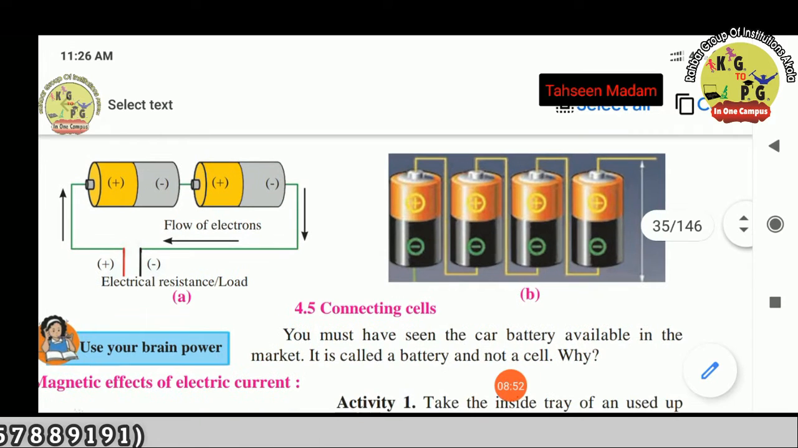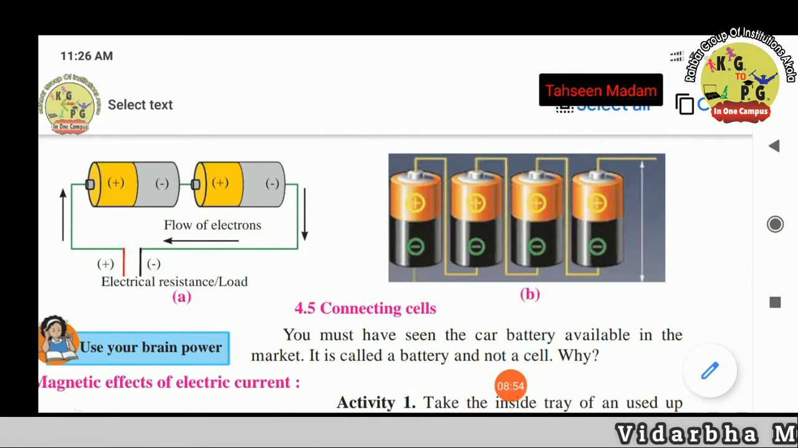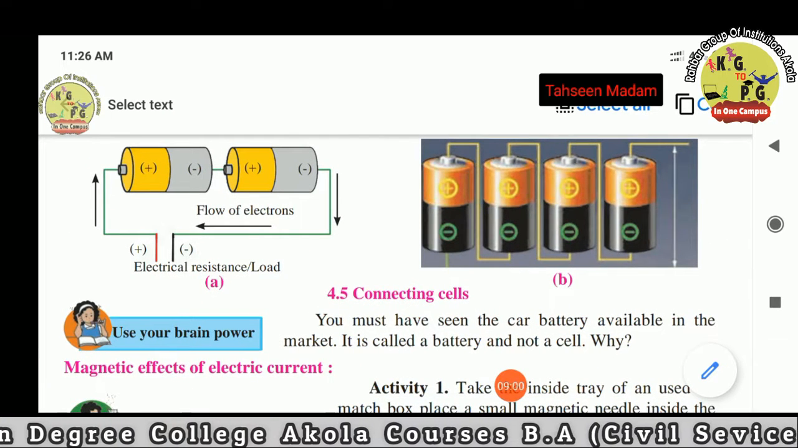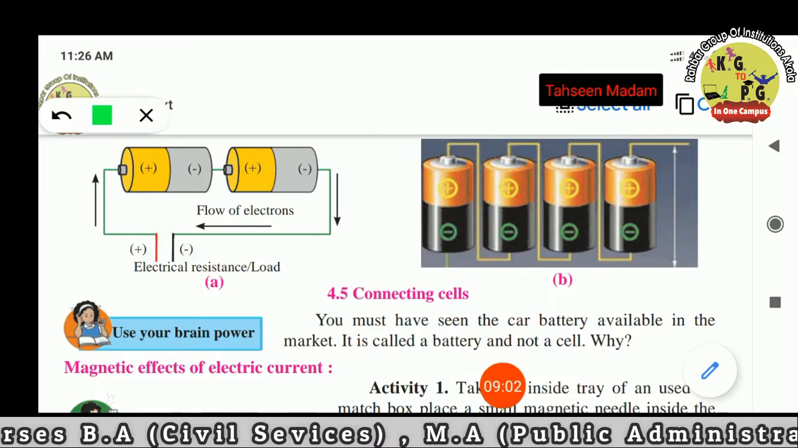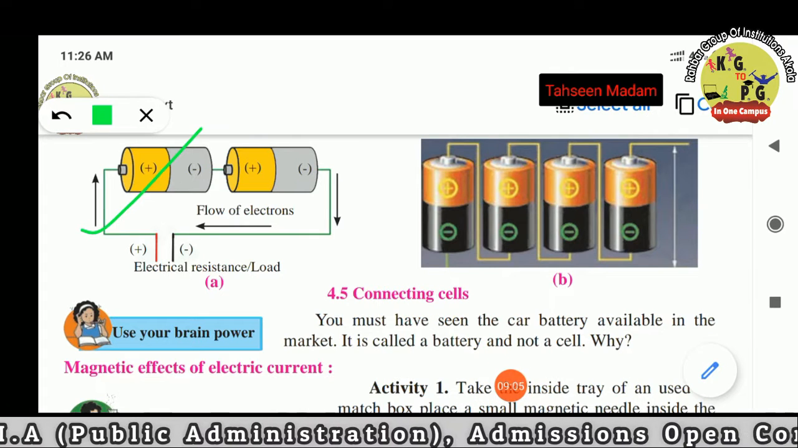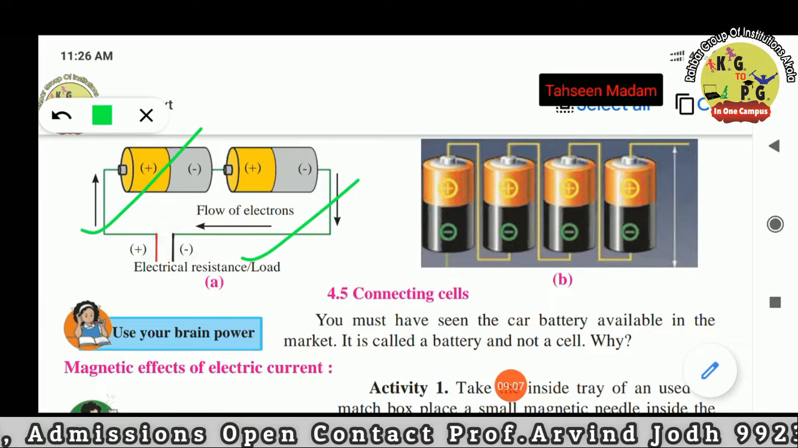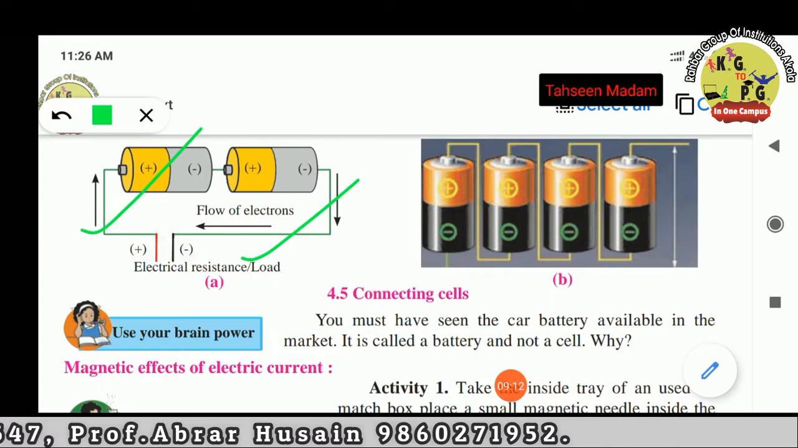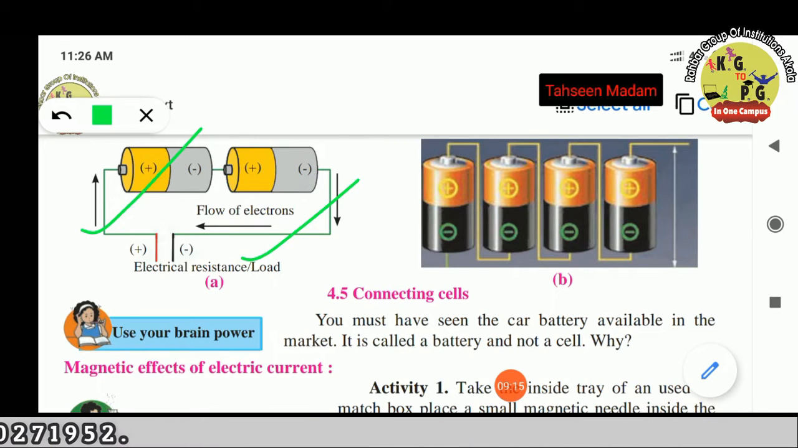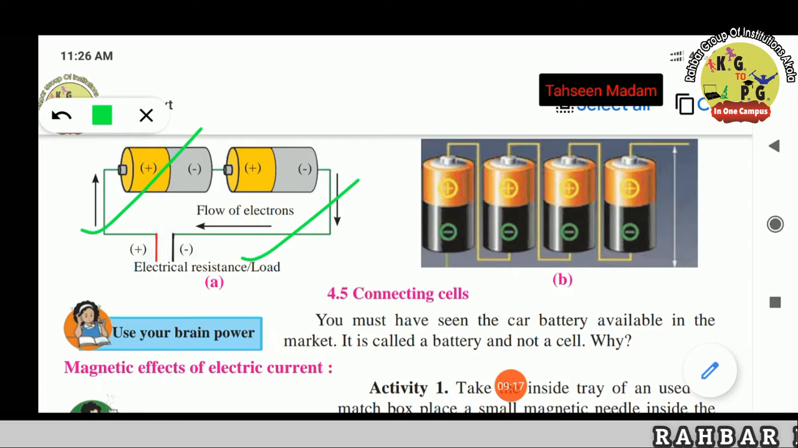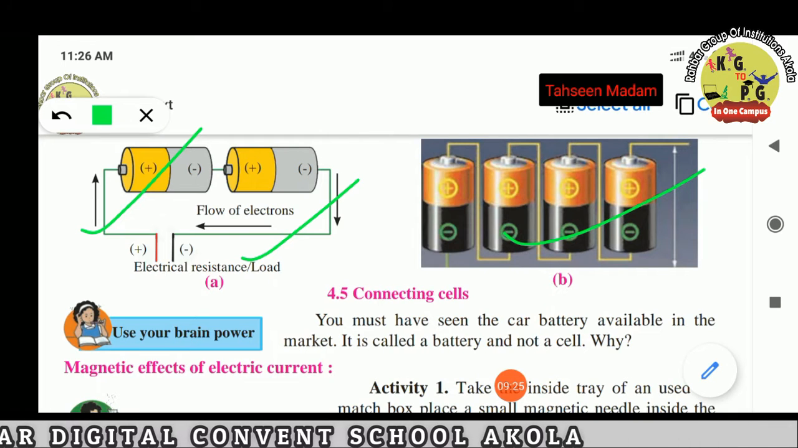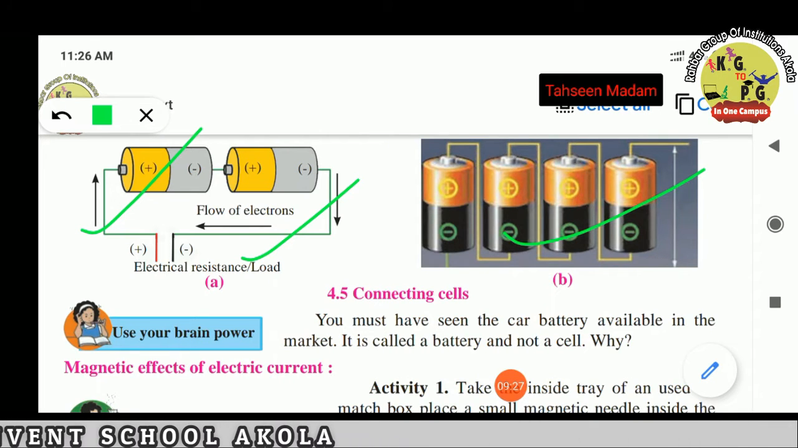In this figure 4.5a, the electric circuit of a transistor with load. Flow of the current: here the positive terminals and here the negative terminals. 2 dry cells are connected in a series and there is a flow of electrons and the formation of electric current. This is 4.5b. 4 dry cells are connected to each other. It is called the series connection or connecting in series of the cells.